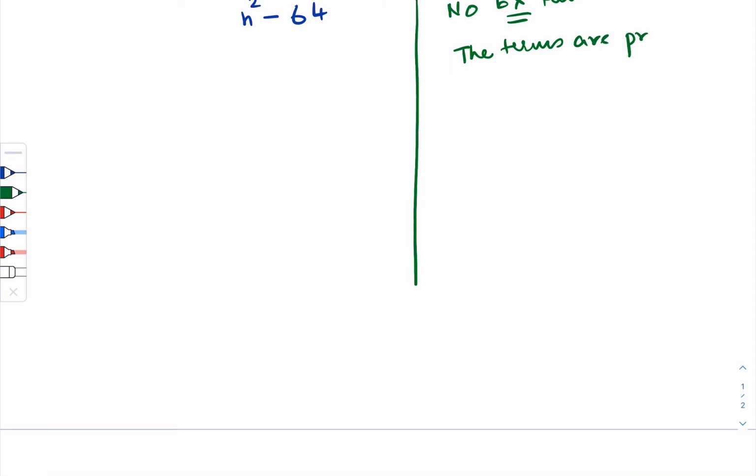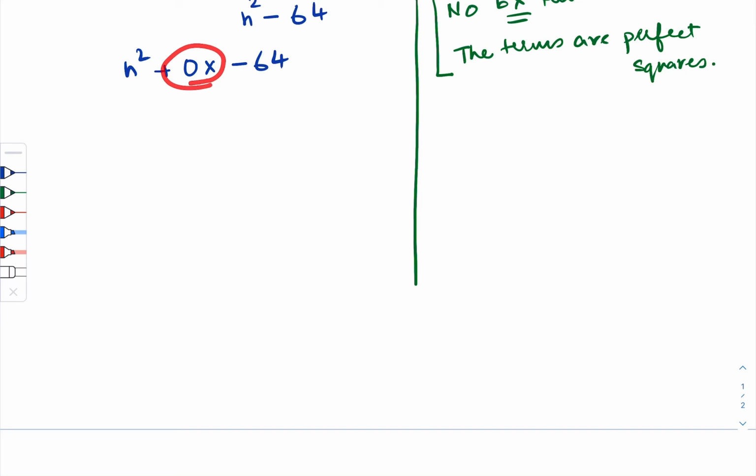are perfect squares. We're going to use this later on to identify a shorter way of doing it. Right now we're just going to keep those two in the back of our head and understand the usual way. Since there's no bx term, we'll just introduce a bx term, but we're going to make it n squared plus 0x minus 64, because if we add 0, then this whole term vanishes.